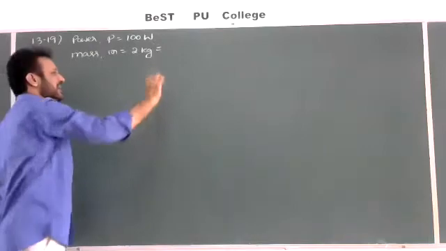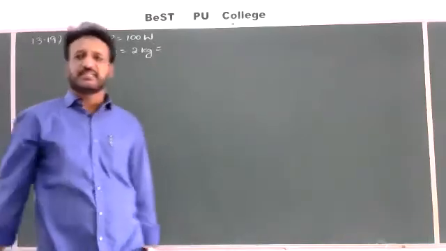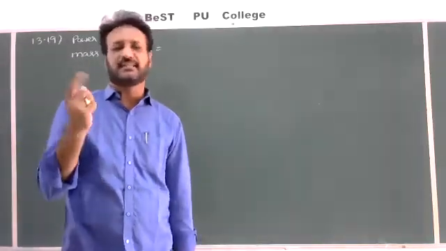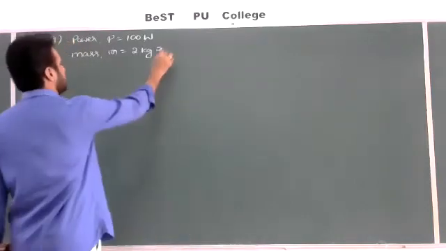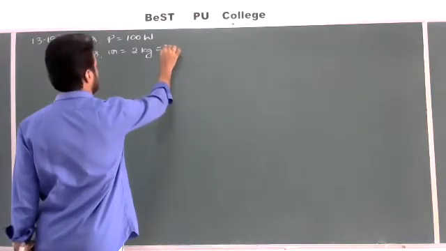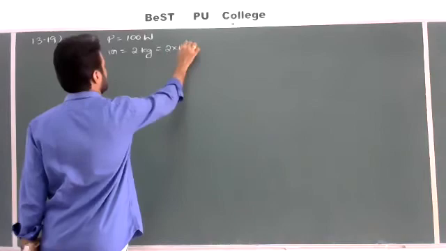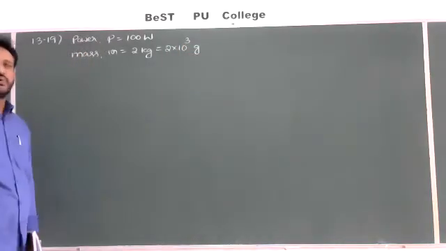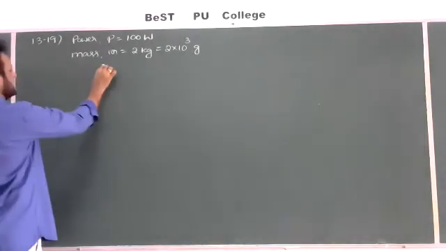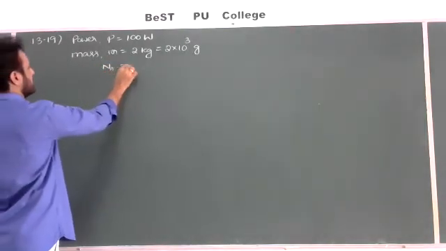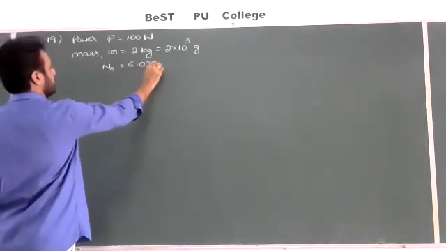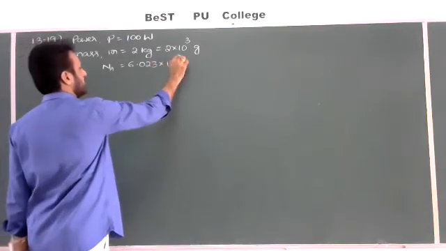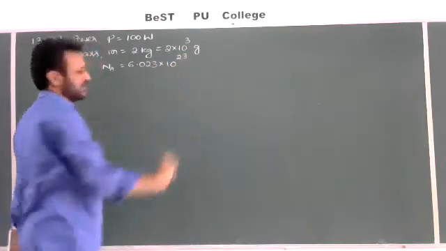Generally, the Avogadro number we have taken is 6.023 into 10 power 23. That's why I'll convert this value into grams. That is equal to 2000 gram or 2 into 10 to the power of 3 grams. Avogadro number we already know: N is equal to 6.023 into 10 to the power of 23.